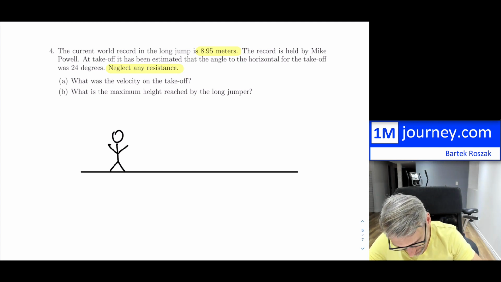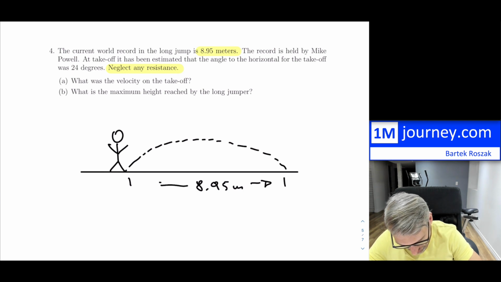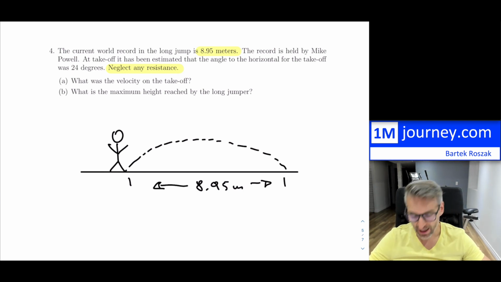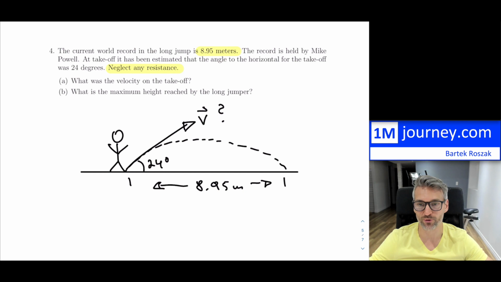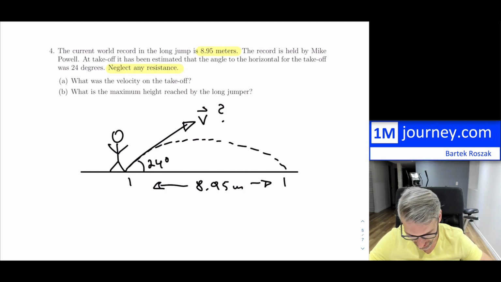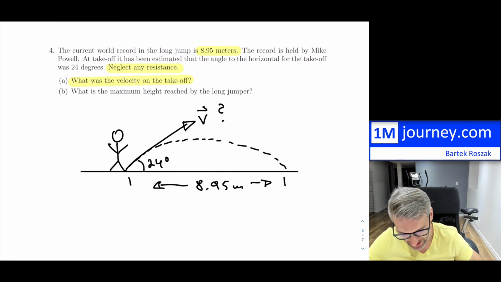So this stick figure takes off, so Mike Powell is going to take off right here. And what it's telling us is that this distance, the world record, is 8.95 meters, so that would have been the displacement. As Mike Powell took off, he took off at an angle of 24 degrees. Now, we don't know what the velocity is. We know it's at 24 degrees, but we don't know the speed. So, can we find out all of this information? Notice that for part A, it says, what was the velocity on the takeoff?